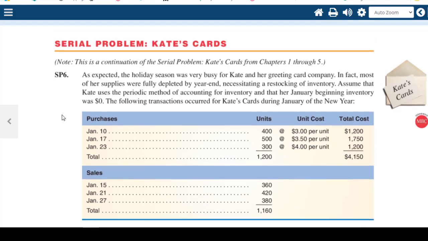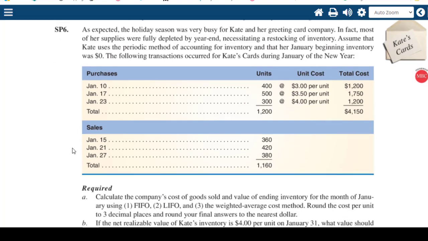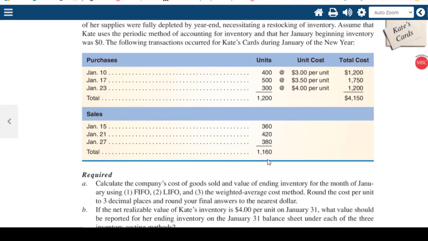Alright, so now looking at chapter 6, the serial problem we have with Kate. We're now calculating inventory, and we're looking at different inventory methods. We're going to practice doing the 3 methods that are presented to us in this chapter. Here are the purchases that she made. Now remember, the beginning inventory is 0, so that's important that you remember. So her beginning inventory is 0, then she made purchases at 3 different times in the month of January. Here are her sales, and that's her total sales for that month.